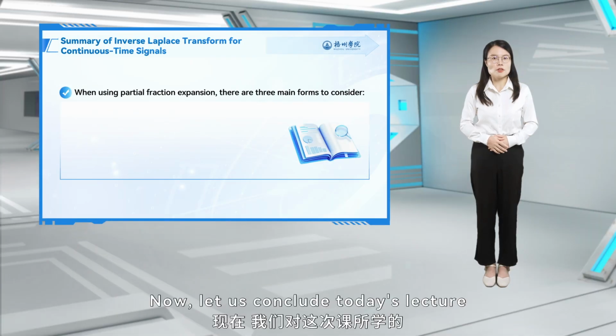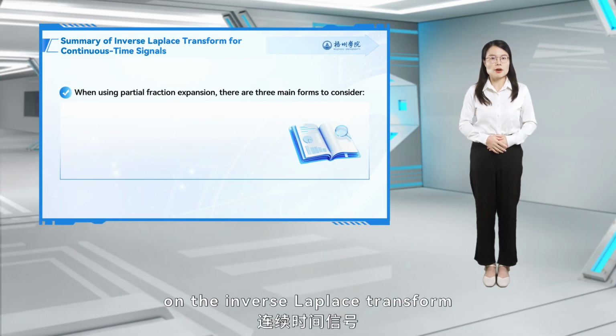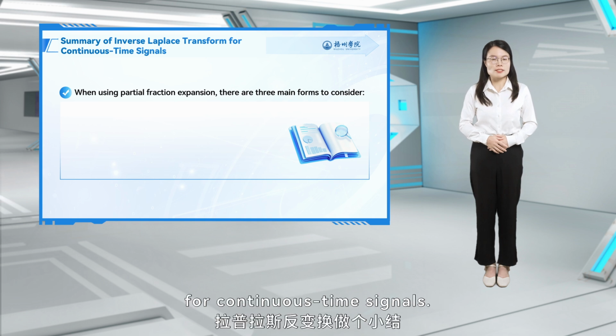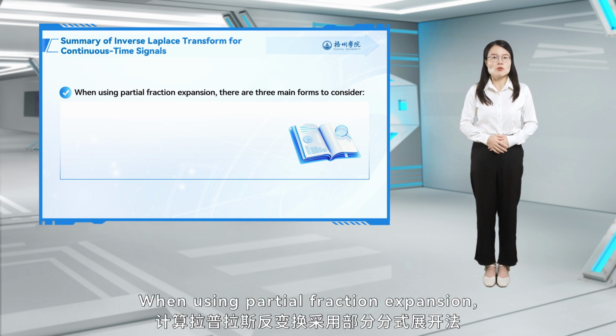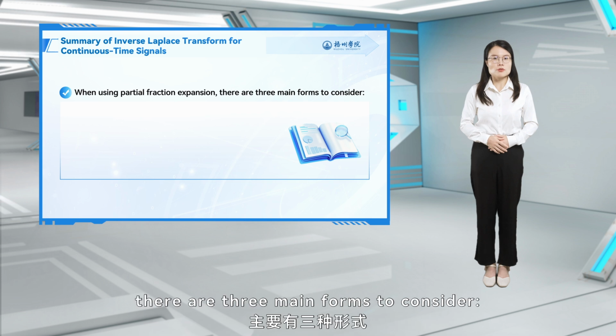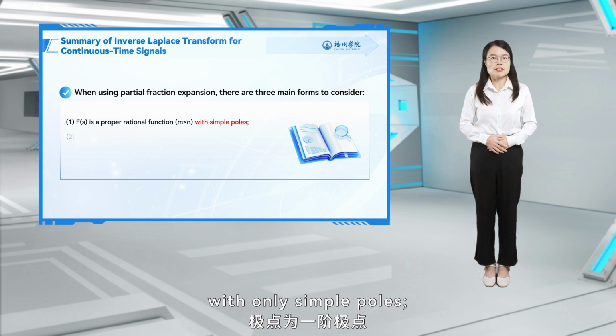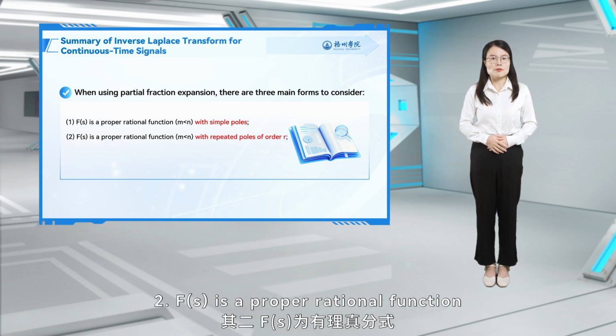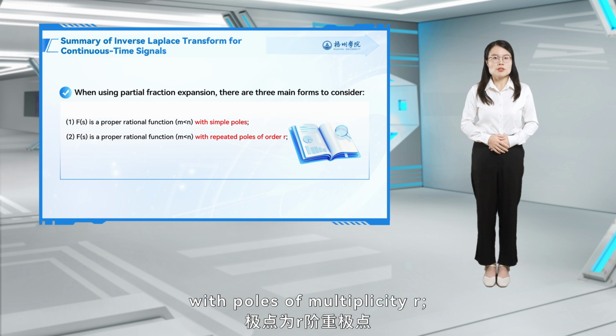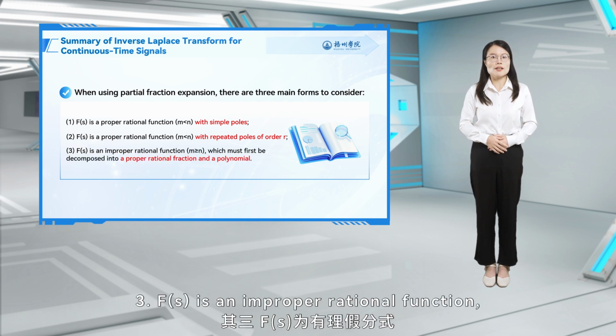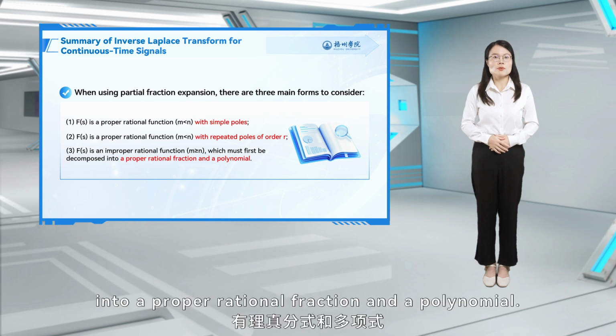Now, let us conclude today's lecture on the inverse Laplace transform for continuous time signals. When using partial fraction expansion, there are 3 main forms to consider. 1. F(s) is a proper rational function with only simple poles. 2. F(s) is a proper rational function with poles of multiplicity r. 3. F(s) is an improper rational function, which must first be decomposed into a proper rational fraction and a polynomial.